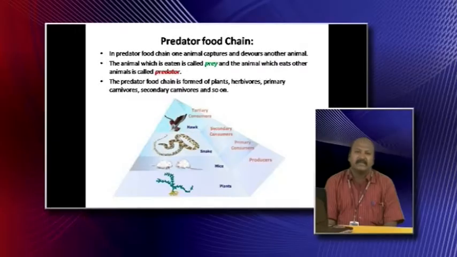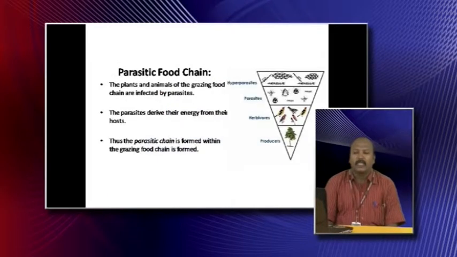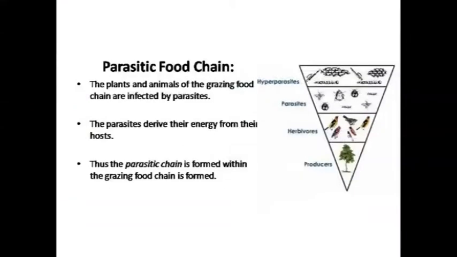The predator food chain is formed of plants, herbivores, carnivores, secondary carnivores, and so on. Then coming to the parasite food chain, plants and animals of the grazing food chain are infested by parasitoids. Here an example is placed for your reference. Parasites derive their energy from their hosts, like plants and birds. Thus, the parasitic chain is formed within the grazing food chain.